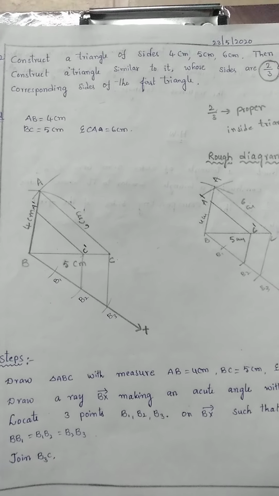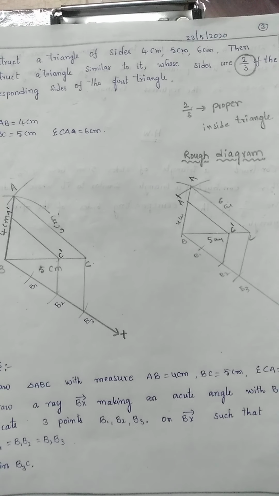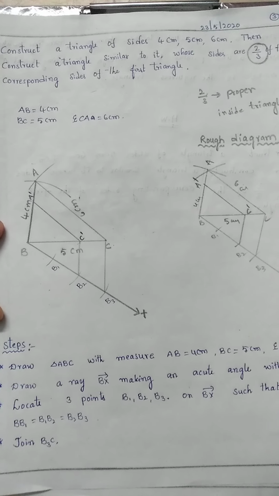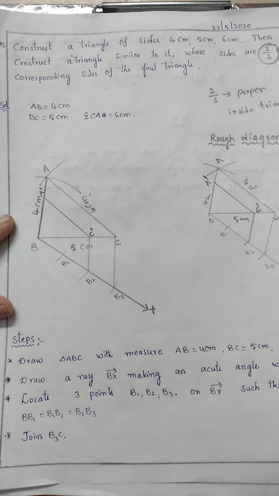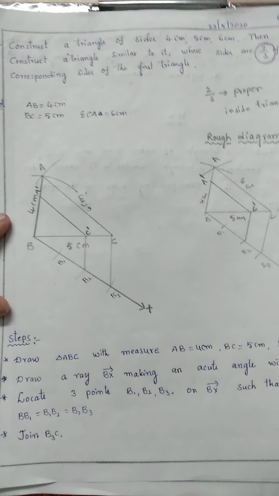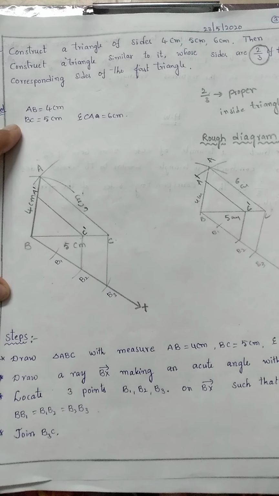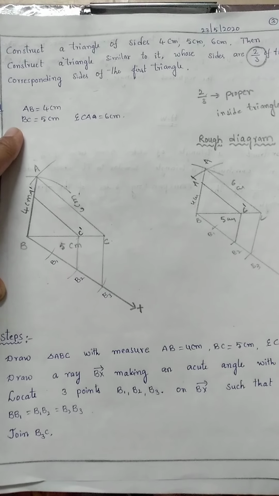Okay children, construct a triangle of sides 4 centimeters, 5 centimeters, 6 centimeters. Then construct a triangle similar to it whose sides are 2 by 3 of the corresponding sides of the first triangle. So here I take the measurement of AB equal to 4 centimeters, BC equal to 5 centimeters and CA equal to 6 centimeters.